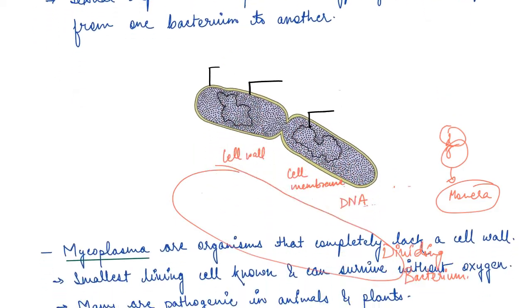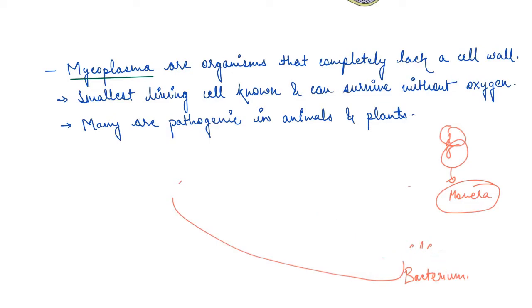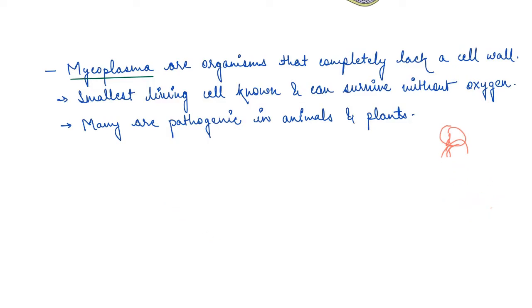There's just one more thing left, which is Mycoplasma. Okay, so what is Mycoplasma? Basically, Mycoplasma is nothing but organisms that completely lack the cell wall. Remember, they completely lack the cell wall, and they are the smallest living cell known, and they can survive without oxygen.